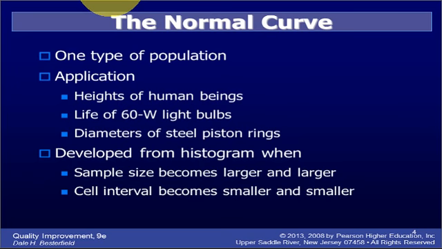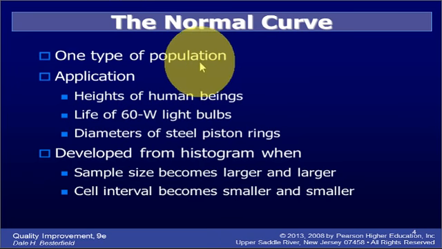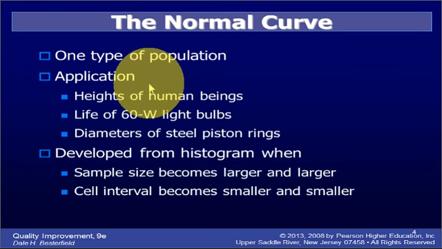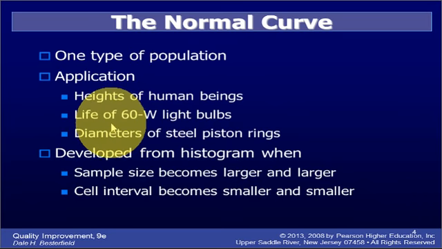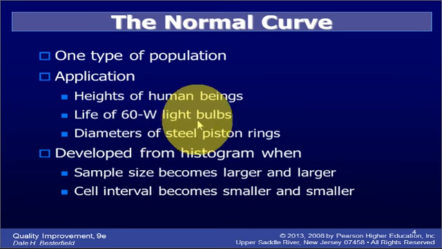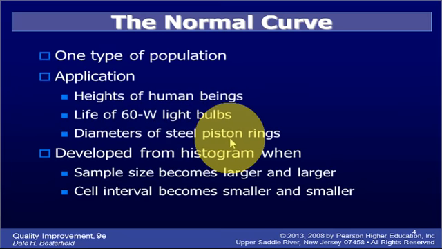The normal curve, or normal frequency distribution, is one type of population, and it has wide applications in nature and also in industry. Like the heights of human beings, the life of 60-watt light bulbs, the diameters of steel piston rings.